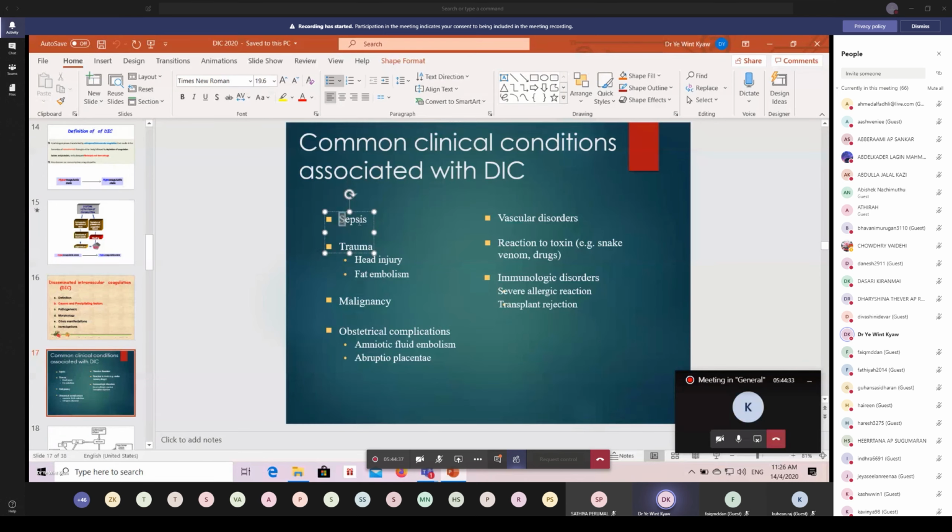In the medical ward, you can see septic shock, and in the OG ward you can see obstetric complications. These two I have seen frequently. These two, sepsis and obstetric complications, can cause DIC. Others can also be seen, but in hospital I have seen these two quite commonly. Malignancy, and sometimes toxins from snakes, especially viper.